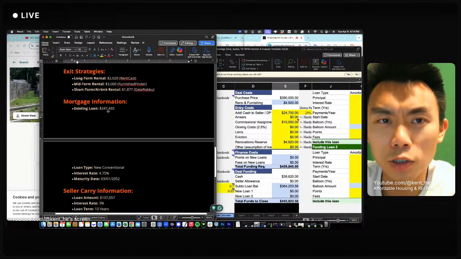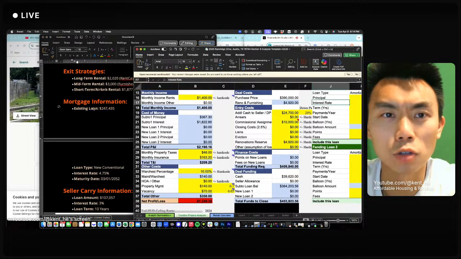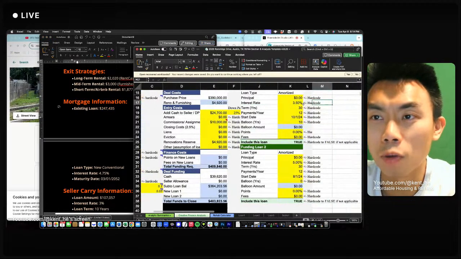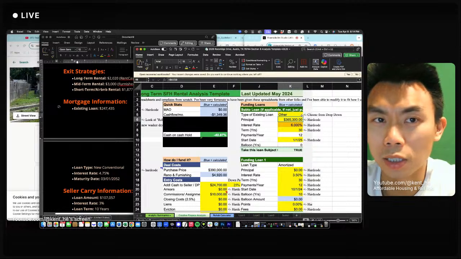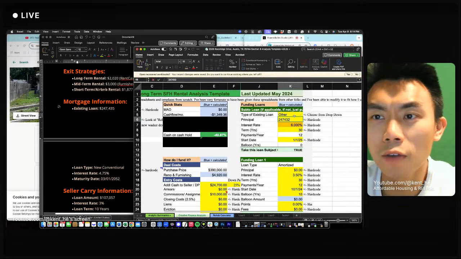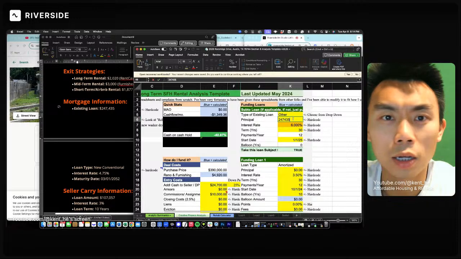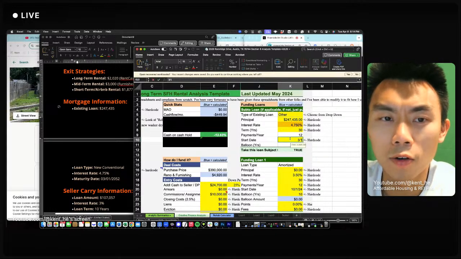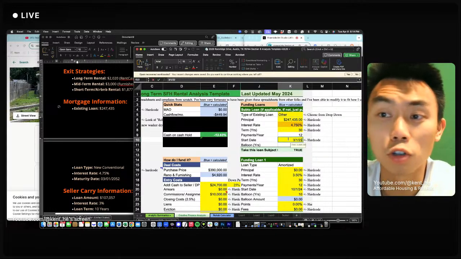So here's how I would enter it. I'm gonna plug in the details. This mortgage information is the underlying loan that you're taking over the payments on. So I'm gonna plug in an existing loan of 247,435 in K6. I'm gonna plug in the interest rate of 4.75%. The maturity date is 3/1/52, so I'm gonna put 3/1/22 here.